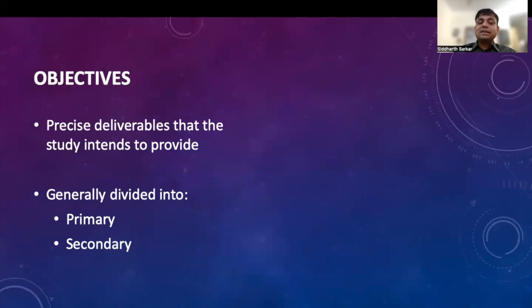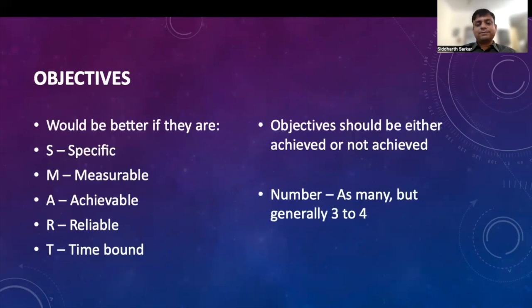Objectives are precise deliverables that are intended to be achieved by the study. They are generally divided into primary objectives and secondary objectives. Objectives are better if they are SMART objectives. SMART objectives are specific, measurable, achievable, reliable, and time bound. So if your objective is clear and measurable, then probably it is a good way to phrase it, so that people are able to understand what you are trying to achieve.